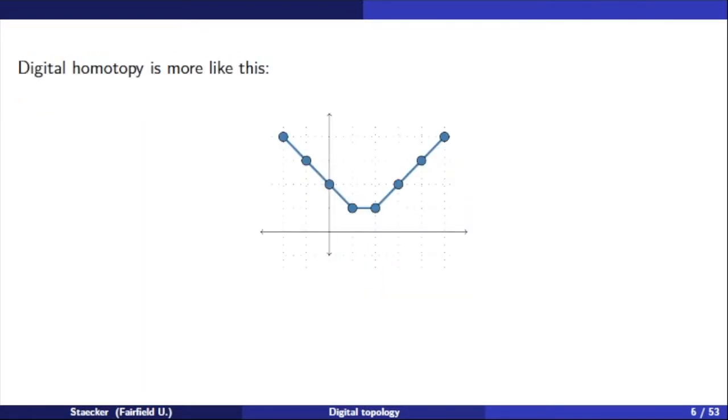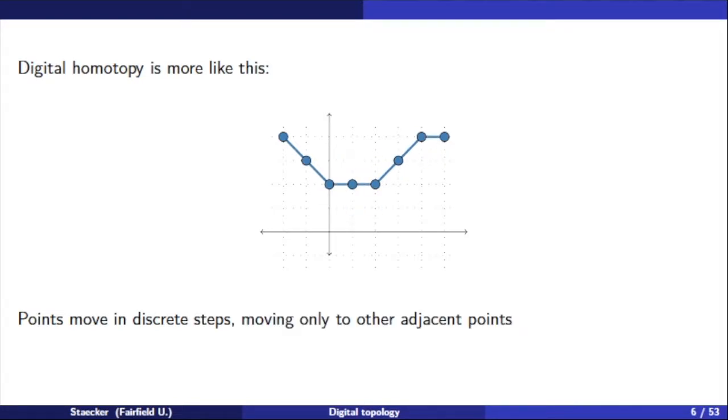What about this? When you do digital homotopy, it looks more like that. You have the points which are connected by adjacencies, and the points just move one at a time. You can move more than one point at a time, but they move one position each time. So this is what a digital homotopy looks like. We want to know what can happen to the fixed points when you change the function in this continuous way. Continuous meaning you don't break these lines. They always stay adjacent to each other. Points move in discrete steps. They move only to other adjacent points, and they never break the adjacencies. That's what I said. So this is what a digital homotopy looks like.